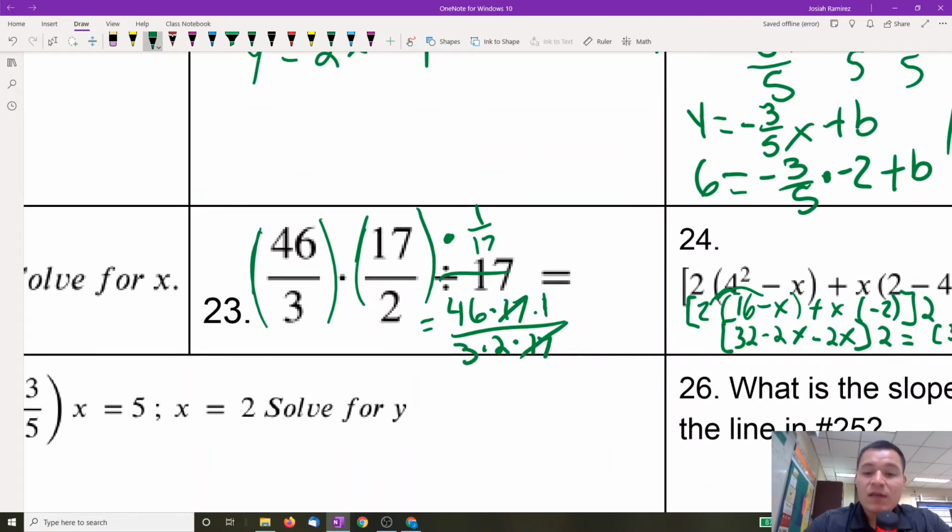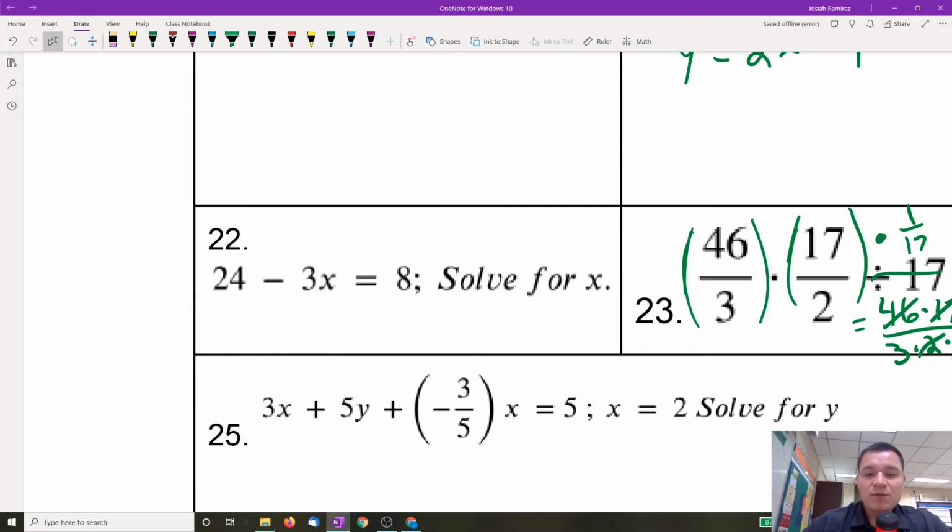bottom. I don't know if 3 fits into 46, but 46 is divisible by 2, so let's simplify that to get 23 over 3, and that's going to be my final answer. You could change this to decimal form or a mixed number of 7 2/3, but I'm going to leave it as an improper fraction.